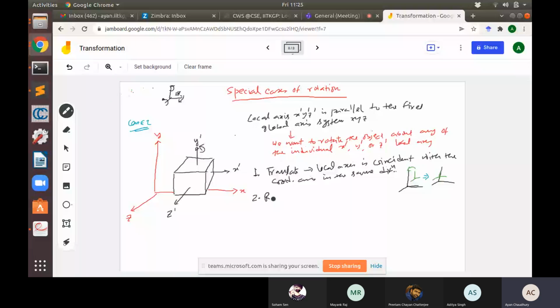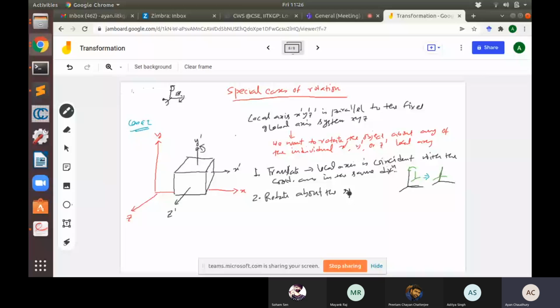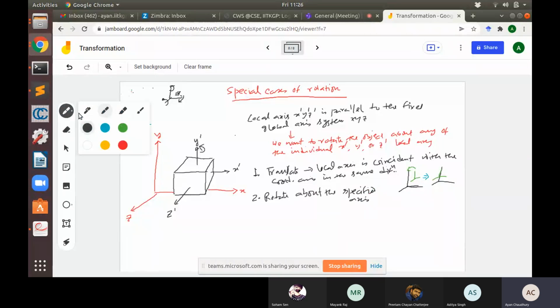rotate about the specified axis, right? So that means at this point, we are here, right? So if we rotate here, so we do the rotation, it will look something like this. Okay, so that's the second case.